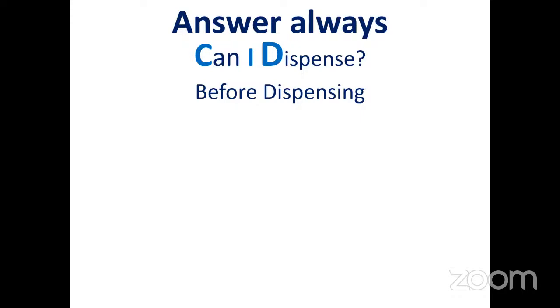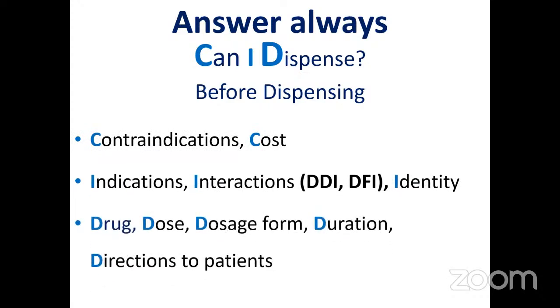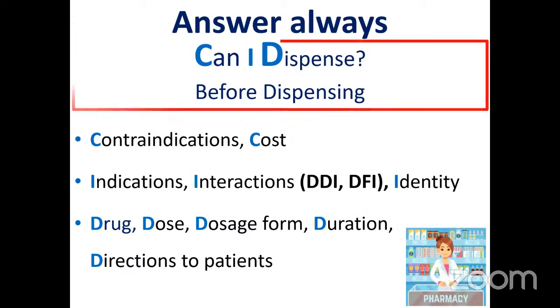So whenever you dispense, please give an answer to yourself. Can I dispense? Contraindication, whether the drug is contraindicated or not, or the cost is excessive or disproportionate to the patient. Indication, whether it is indicated or not. Interaction, some drug interactions one should be aware of, important. Then identity of the patient. The same prescription should be dispensed to the person who has actually produced that particular prescription, not a different one. Drug, dose, duration, direction to the patient, etc.